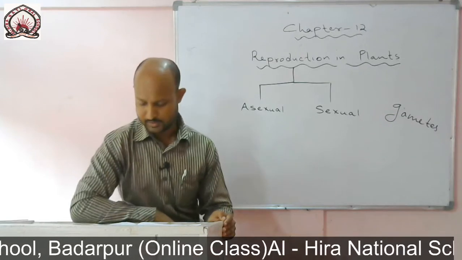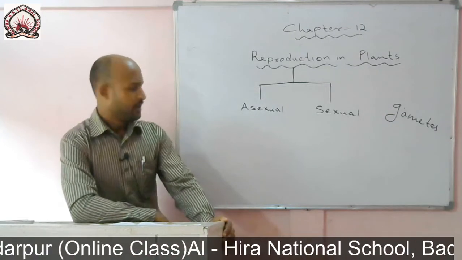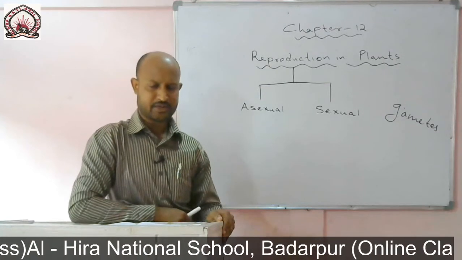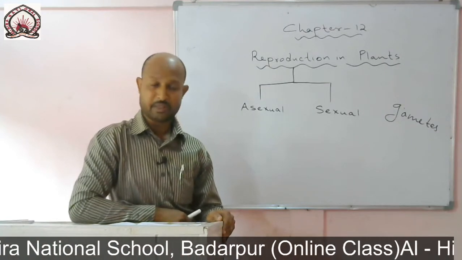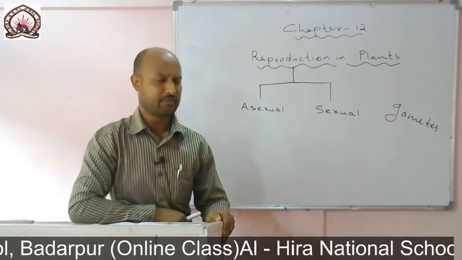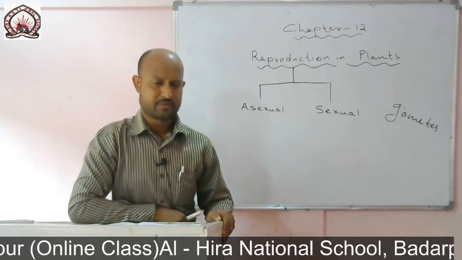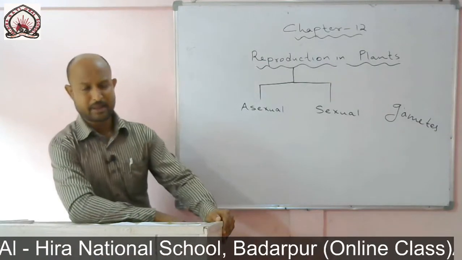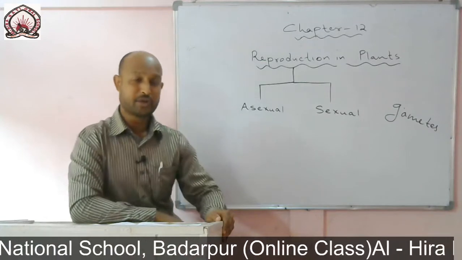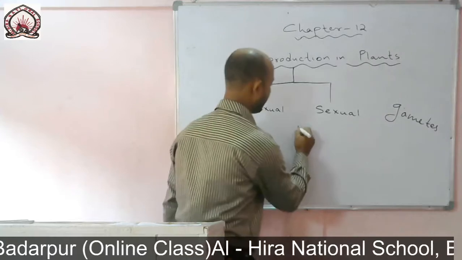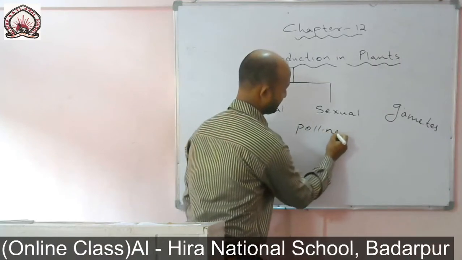So students, as you have learnt regarding fertilization, the fusion of the male and the female gamete is known as fertilization. So how does this fusion of the male and the female cell of the plant take place? The male cell and the female cell come together only because of a process known as pollination.